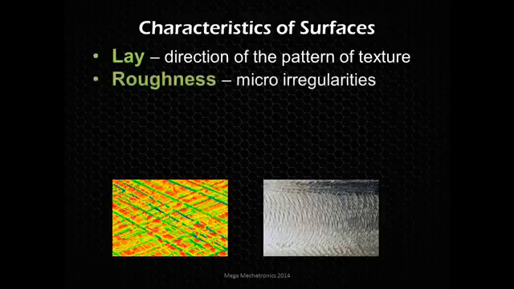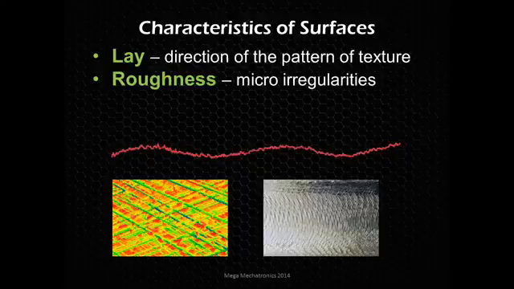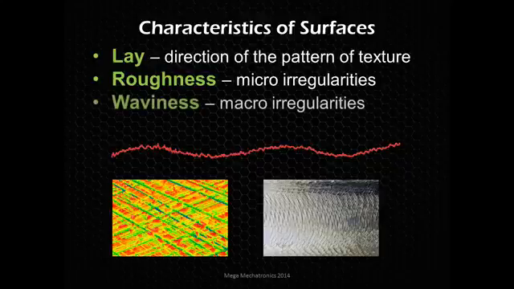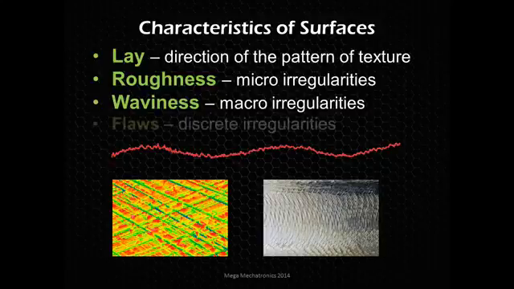And then we have roughness, and these are the micro irregularities. So the very small bumps you see in that red line would be something like roughness, but then that's combined with waviness, and these are the macro irregularities. So that's that sort of wave pattern that you can see between the micro irregularities and the macro irregularities.